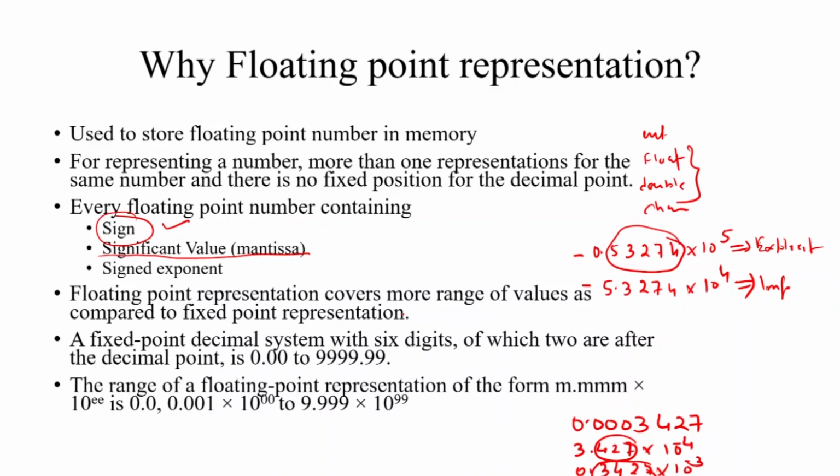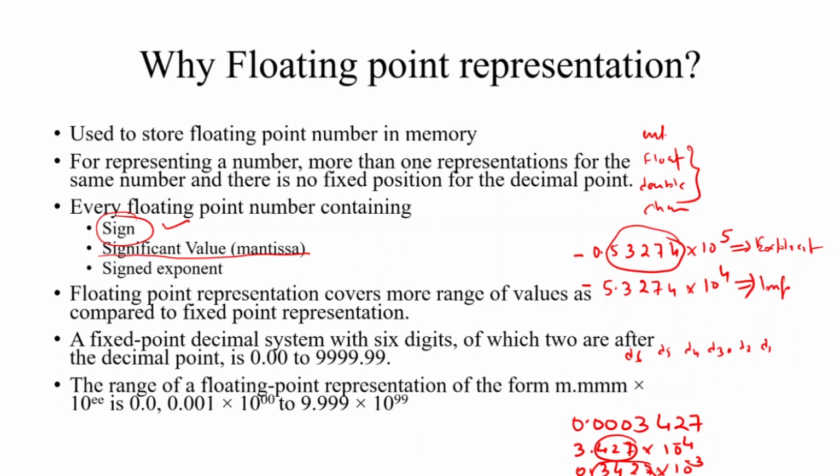Floating point representation covers a larger range of values as compared to fixed point representation. Take an example first of a fixed point representation system with 6 digits, of which 2 are after the decimal point. Suppose the 6 digit number has digit 1, digit 2, digit 3, digit 4, digit 5 and digit 6, with 2 digits after the radix point. Then what are the minimum possible values? Now this is the fixed point notation.